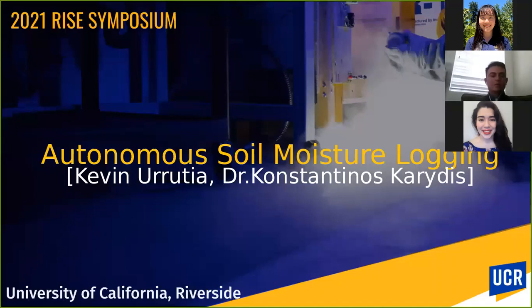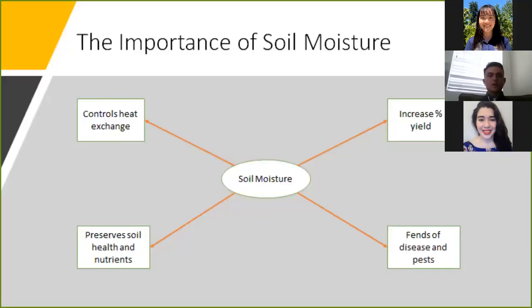So my name is Kevin Urrutia. I'm currently an undergraduate electrical engineer pursuing his interests in robotics as well as the environment and trying to mesh these two together. Currently, I'm working under Dr. Cardis, and today I'll be talking about the autonomous soil moisture logging system that I have created over the past 10 weeks. But first, I want to talk about the importance of soil moisture.